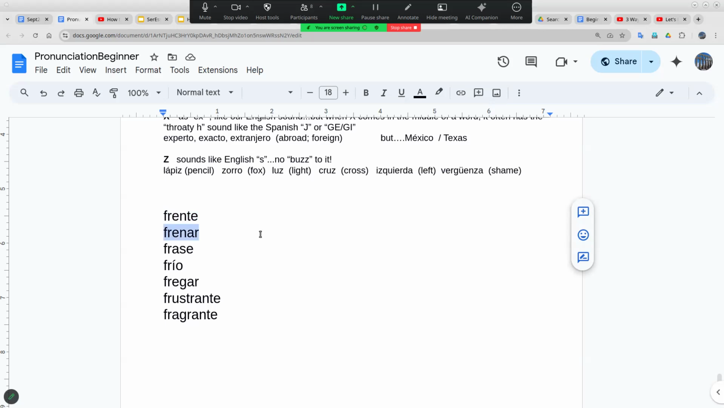Frenar. If you get air pushing out with the F, it'll help you flap the tongue. Frenar means to brake, like on your car. Okay, you see?